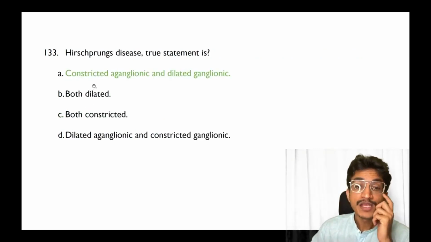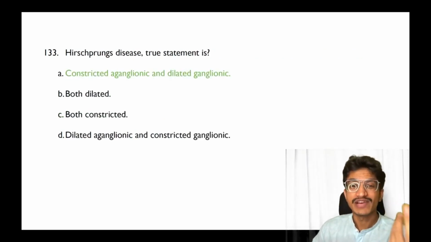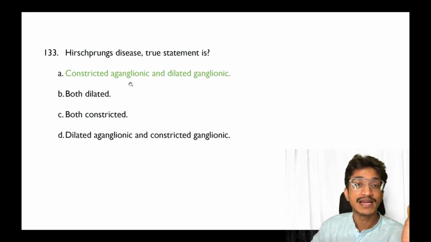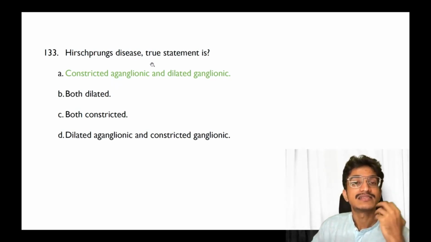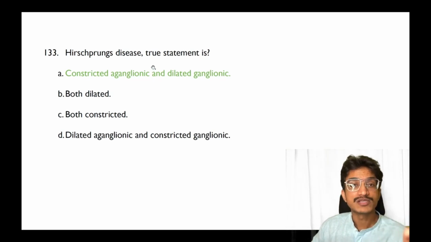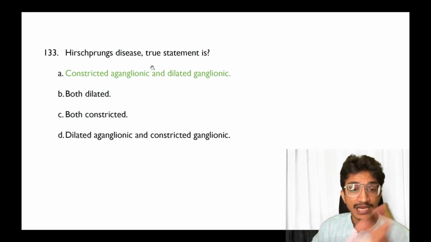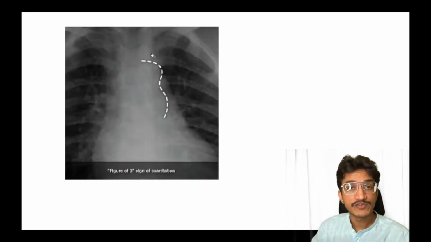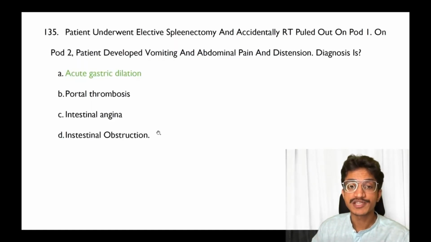Hirschsprung disease, what is the true statement? Very easy, straightforward: constricted aganglionic segment with a dilated ganglionic segment. That is, the ganglionic segment proximal is dilated, the distal or aganglionic is constricted. So according to this, the answer is A. The 3 sign, very straightforward, it is seen in coarctation of aorta. So moving on to the next question.